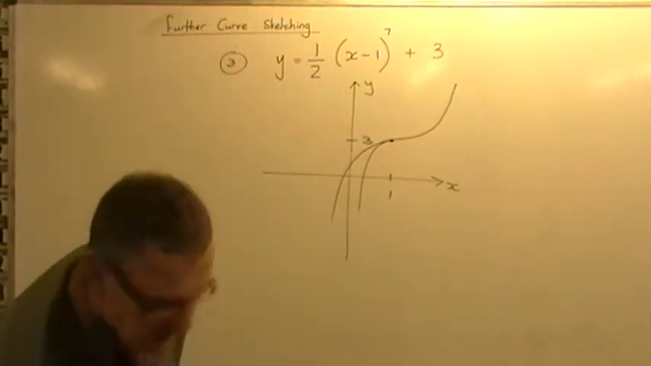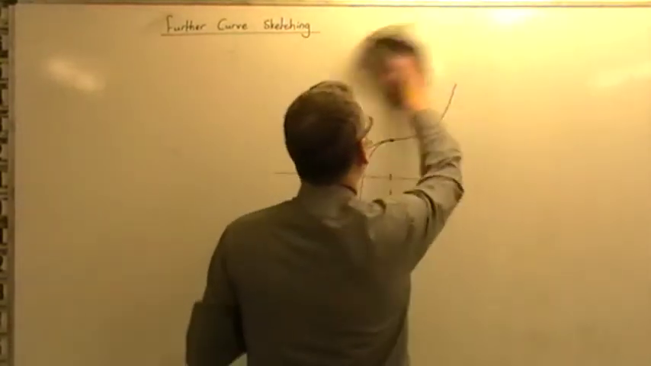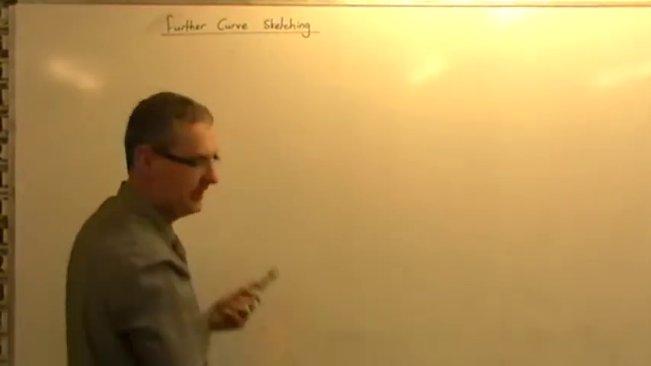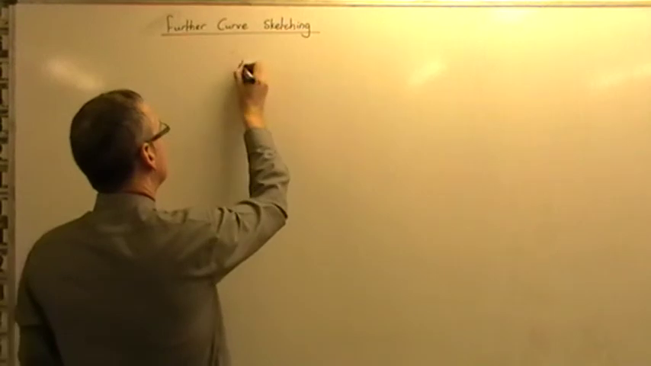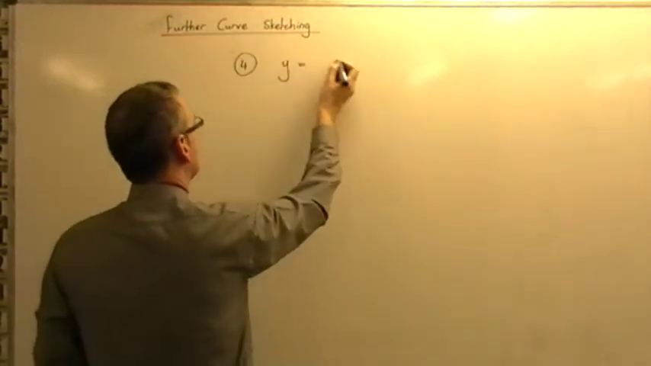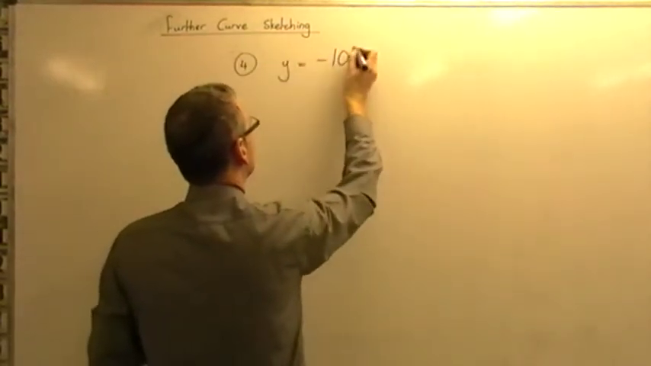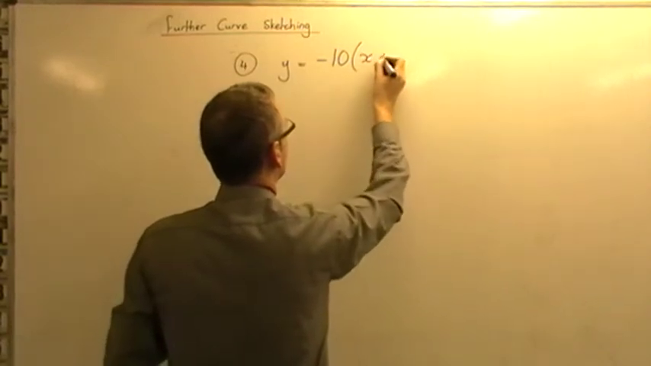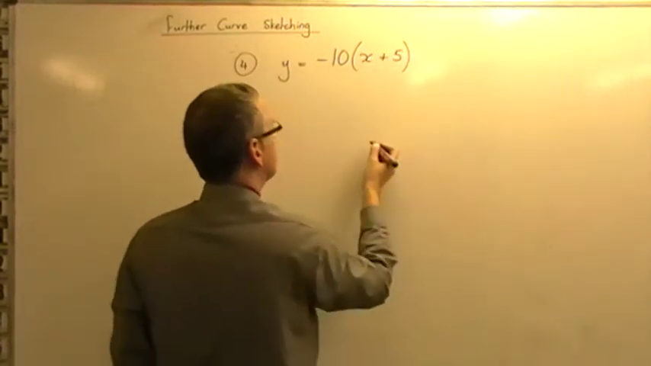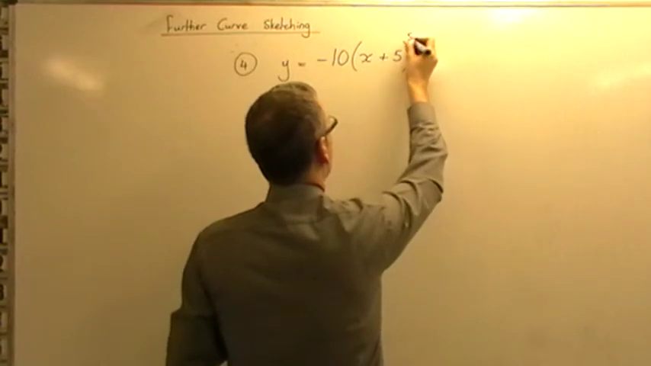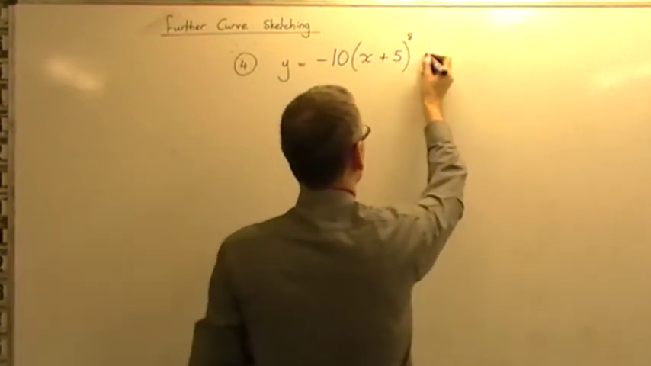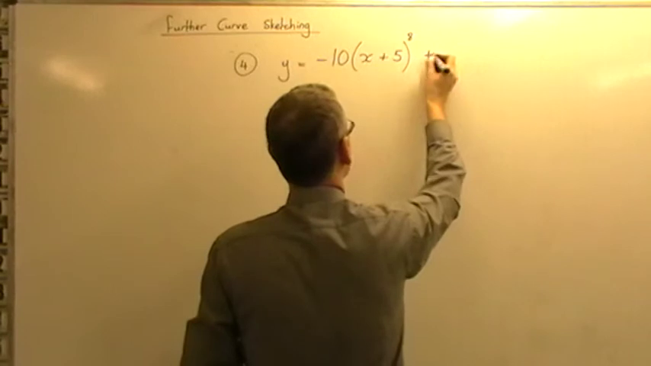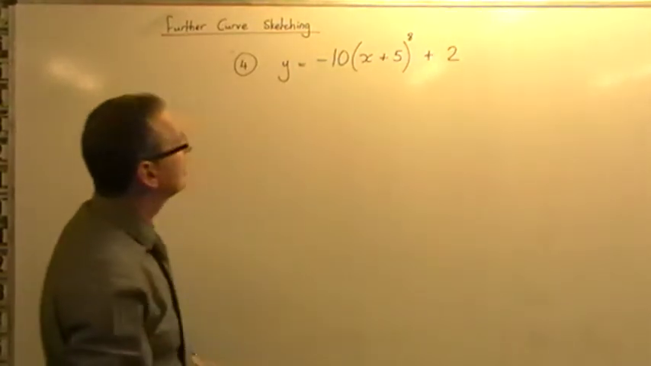Okay, number 4, I'll do another one. And this will be the last of these that I do in this little short video. So number 4, how about this one? Y equals minus 10 lots of x plus 5 in a bracket, and I'm going to do to the power 8, and then I'm going to say plus 2, say. So something like that.